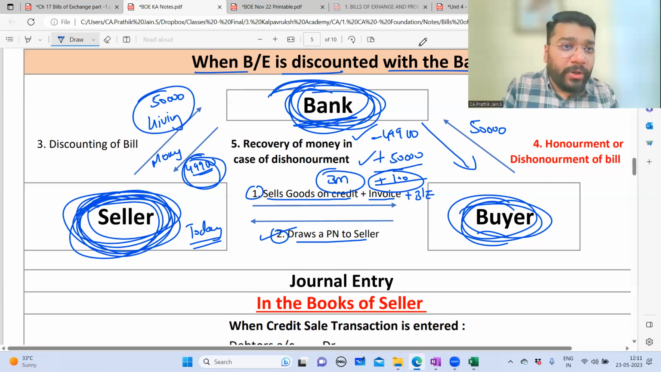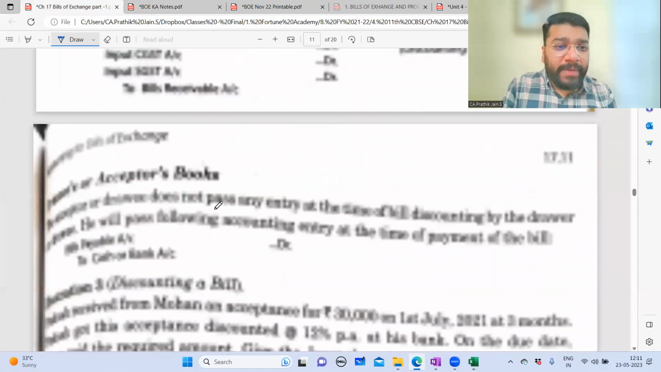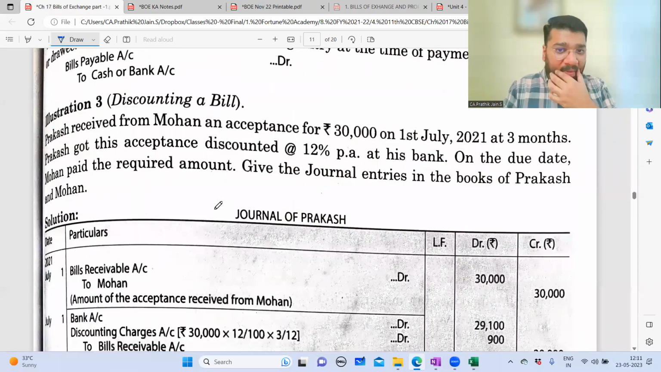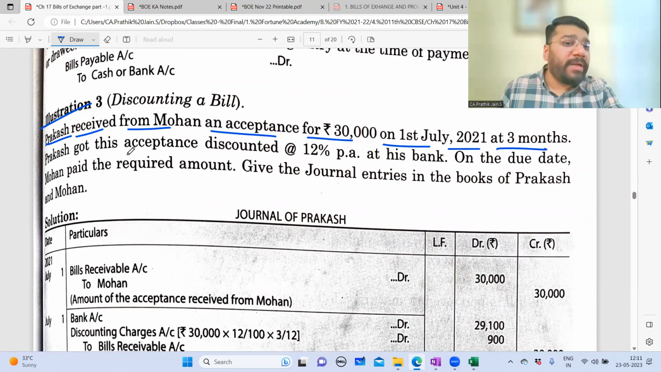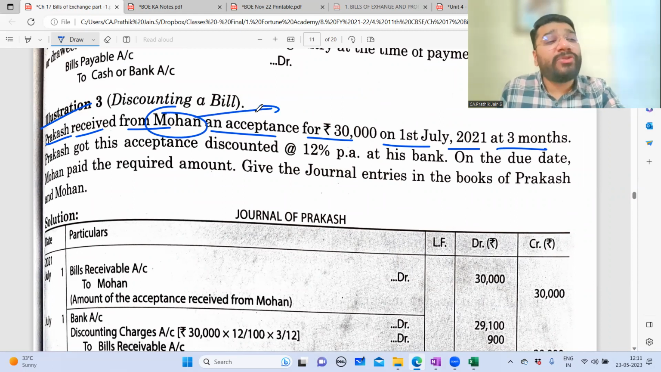Now guys, let's quickly look into a practical question to understand this better. Prakash received from Mohan an acceptance for 30,000 on 1st July 2021 at 3 months. Prakash received from Mohan an acceptance. Who's the buyer? Who's the seller? Prakash is the seller. Mohan is the customer and buyer. Who's giving acceptance? Mohan is giving acceptance. So in the case of a bill of exchange, who gives the acceptance? Buyer.